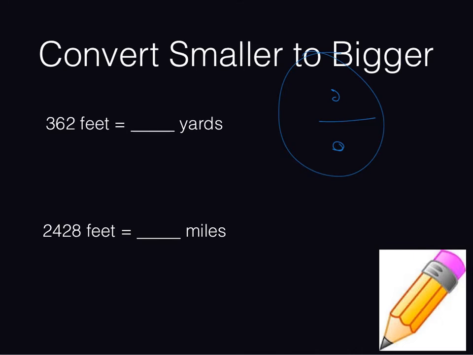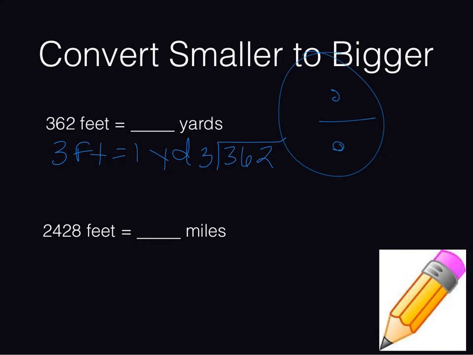I'm going to go back to my conversion sheet, because you can definitely use this for any type of measurement. I'm going to write the actual conversion right underneath the problem. How many feet equal 1 yard? Well, I know that 3 feet equals 1 yard. So I'm going to need to divide 362 by 3. If you think about this logically, if 3 feet equal 1 yard, 362 feet is going to give me a smaller amount of yards. So I'm going to need to divide.